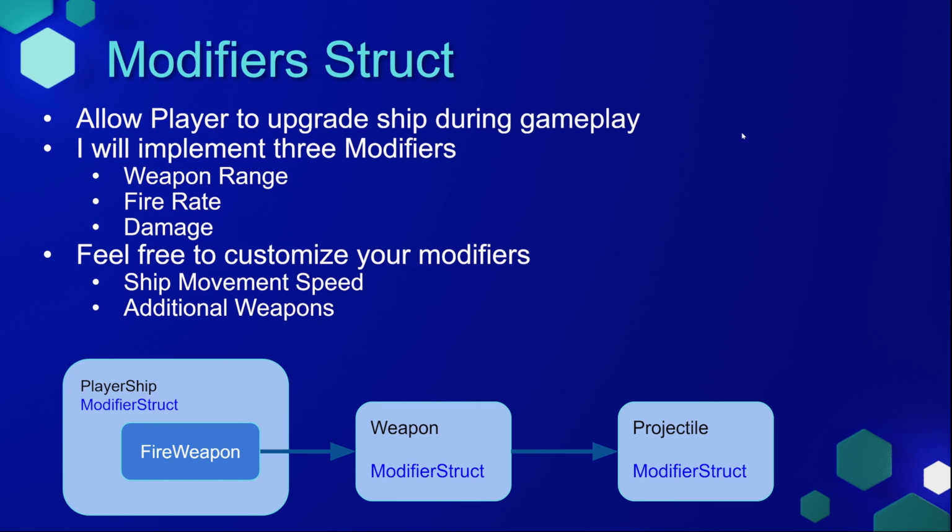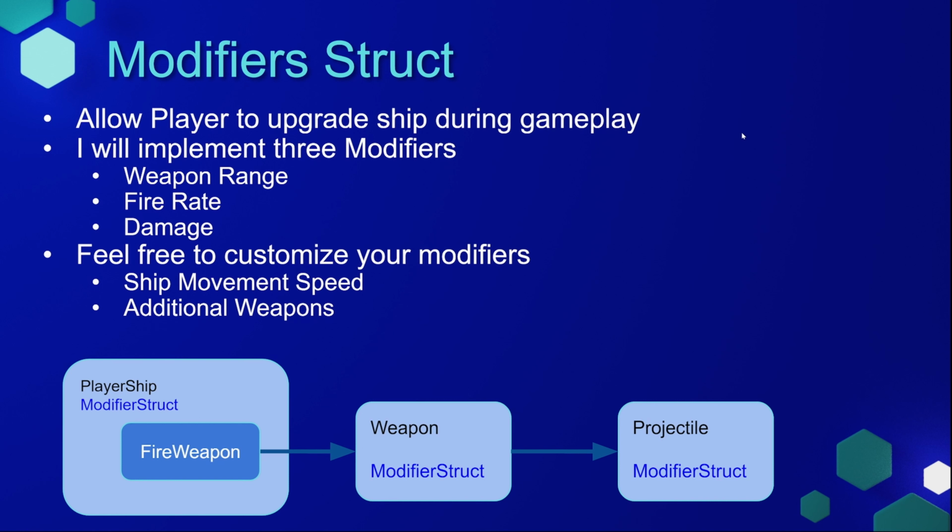Now again, you could just customize these to whatever you want. So you can add one to do ship movement speed. You can allow the player to use currency to buy additional weapons. And once these are set up, you'll also have the ability to set up additional power-ups. So you could have a power-up that increases weapon range or fire rate for a short time or permanently.